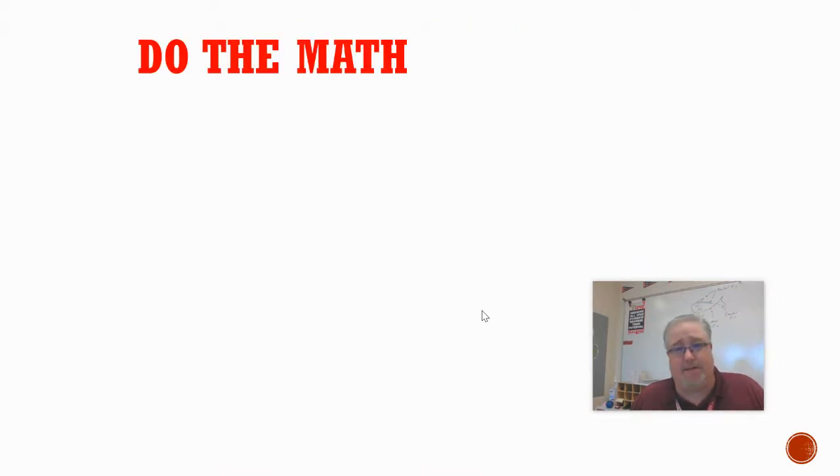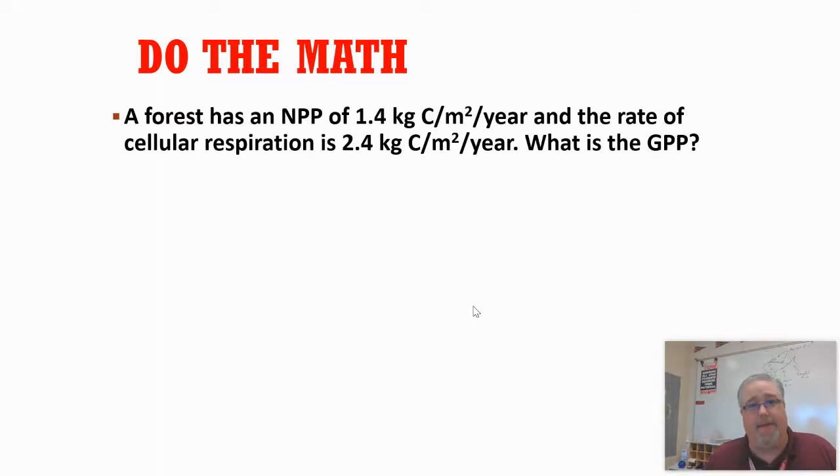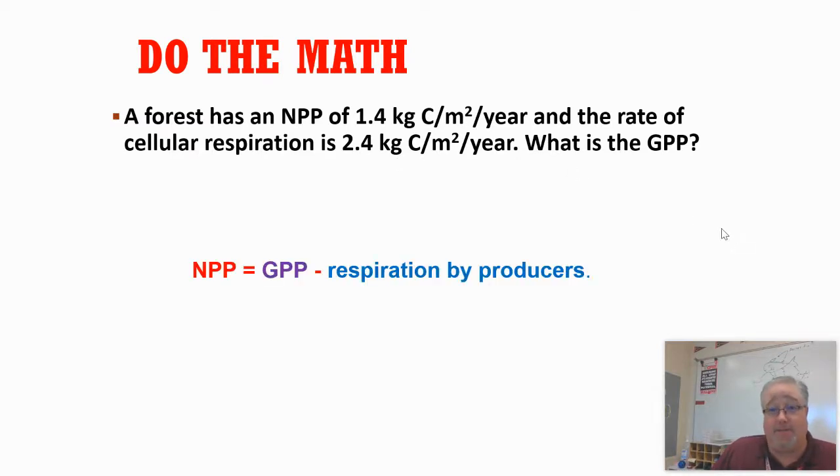All right, last thing here, let's do a quick math problem involving NPP and GPP. It says a forest has an NPP of 1.4 kilograms of carbon per meter squared. Don't worry so much about the unit, but that's the NPP value. It says the rate of cellular respiration is 2.4. They want to know what the GPP is. This problem is super easy if you just know the formula. I'm not going to give this to you on quizzes or tests. You're going to have to know it.